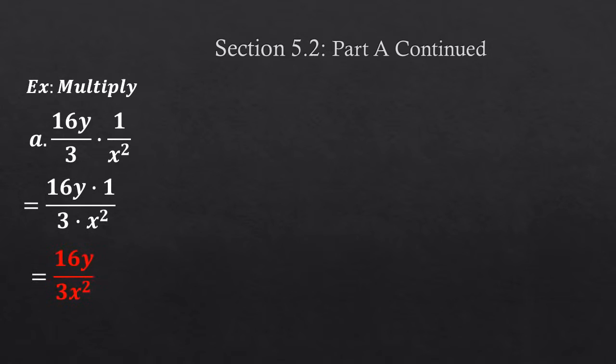Example, multiply. 16y over 3 times 1 over x squared becomes 16y over 3x squared. Remember, reduce a fraction if you can. However, this fraction does not reduce, so therefore we leave it as it is.